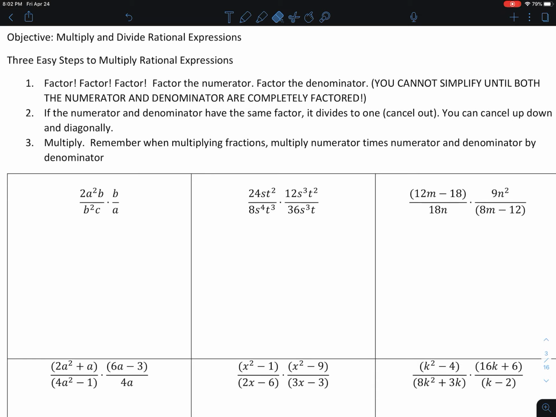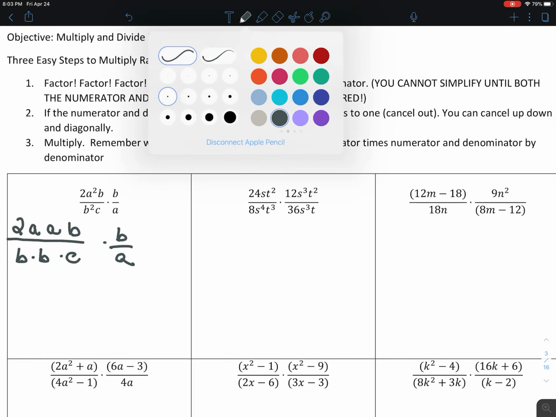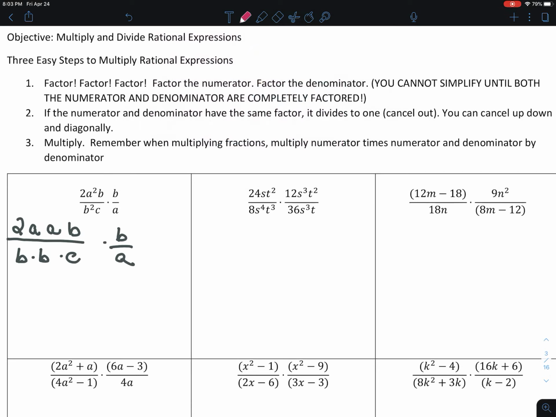Alrighty, so let's just start with this first problem. It's really monomials, so we could simplify this a couple of different ways, but I'm going to go ahead and write it out, listing all of its factors. Okay? So we can cancel up and down. So this B cancels with that B.